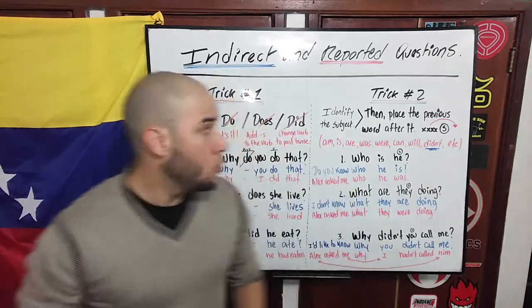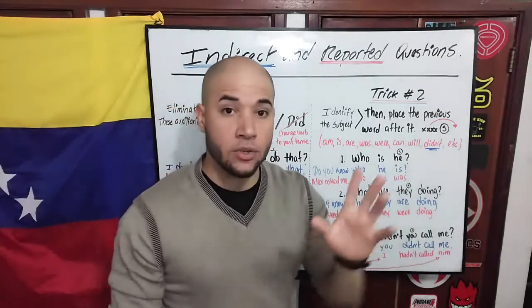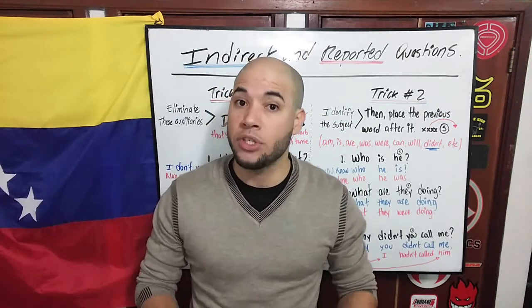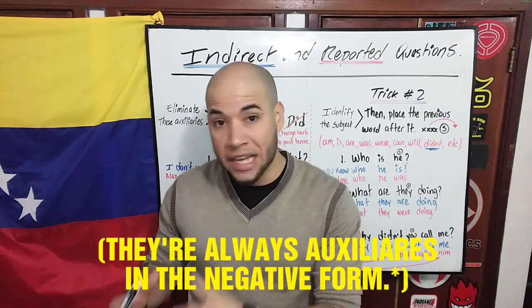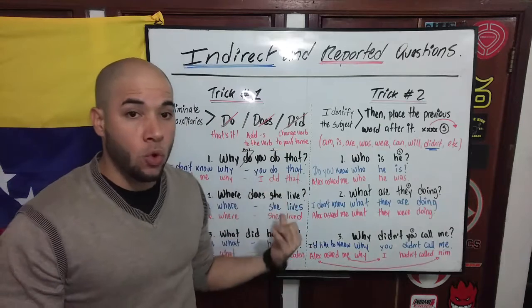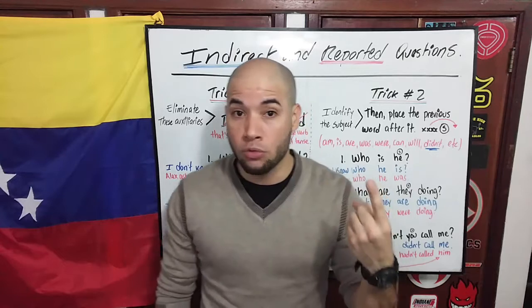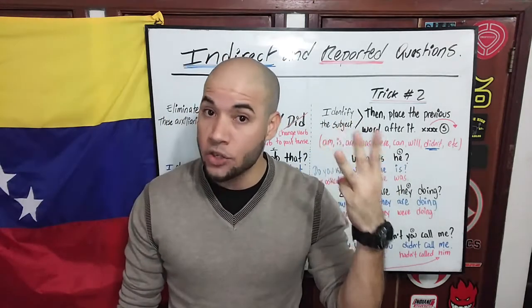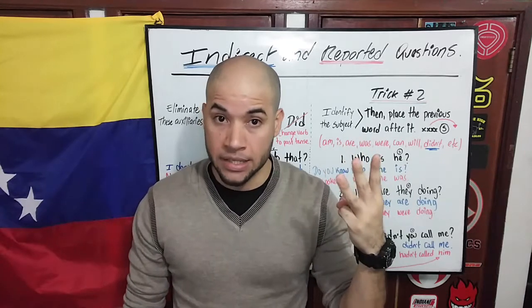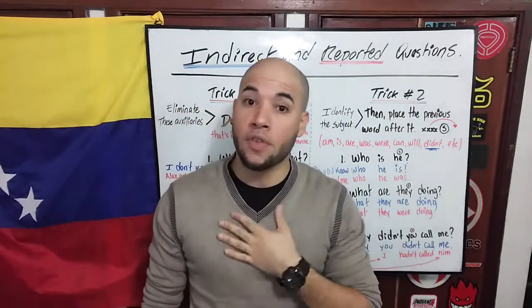Something you should know is that when you make an indirect question with do, does, or did, it's only with do, does, or did. I mean, the affirmative ones, the affirmative auxiliaries. If you make a question with don't, doesn't, or didn't as an auxiliary, it's not going to work with this rule. Because when we use this rule, we eliminate the auxiliary. And if you eliminate don't, doesn't, or didn't, it is no longer negative, and you cannot change that. You have to keep it negative as it is. So don't, doesn't, and didn't work with the second trick or the second rule.